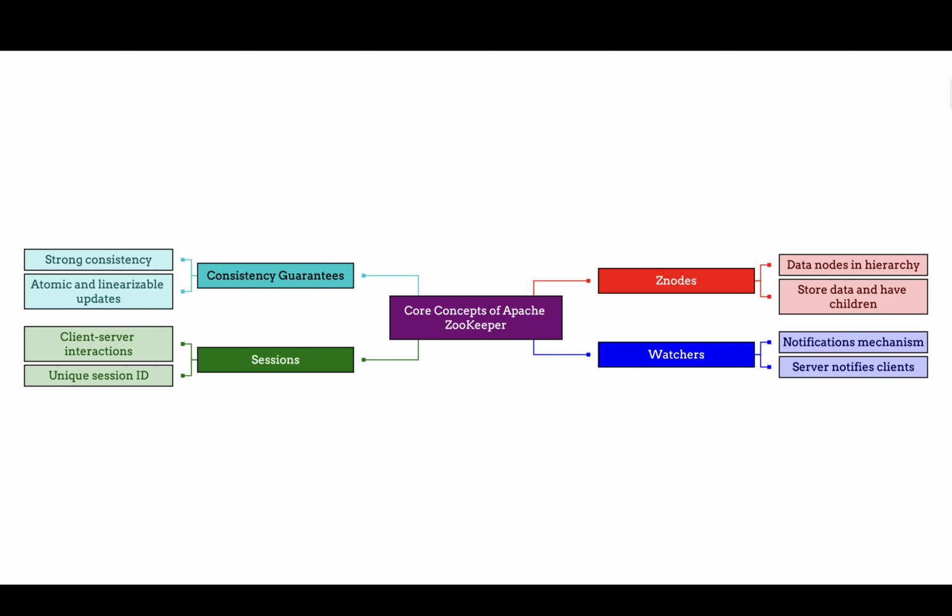Core concepts of Apache Zookeeper. 1. Znodes. Znodes are the data nodes in Zookeeper's hierarchical namespace. They can store data and also have children, similar to files and directories in a file system.